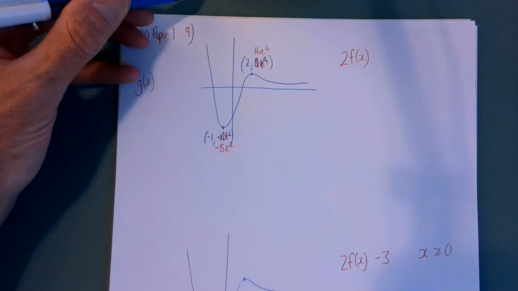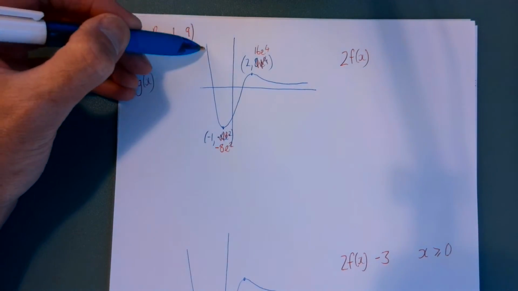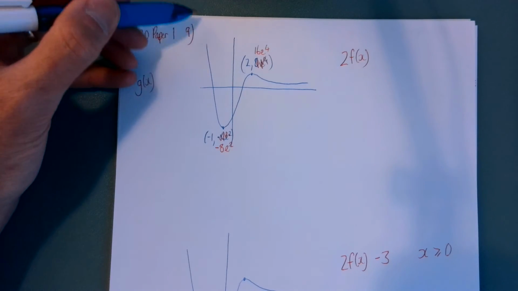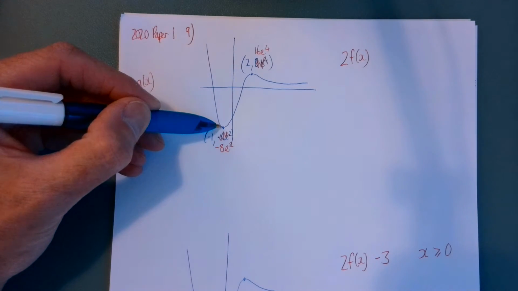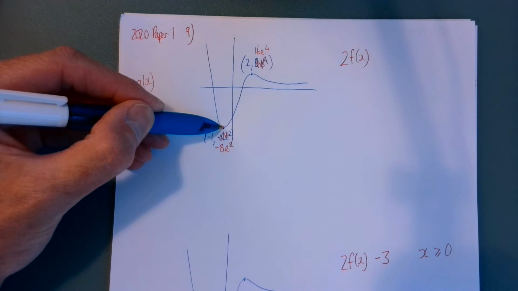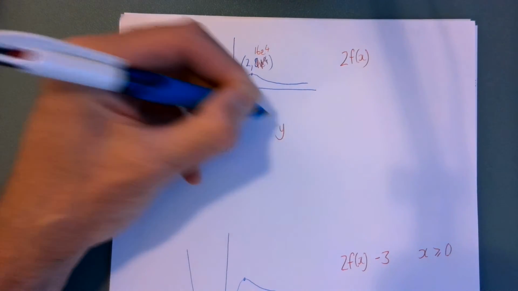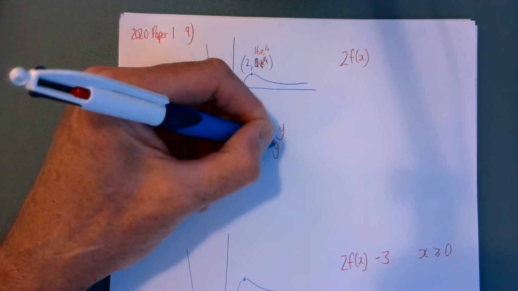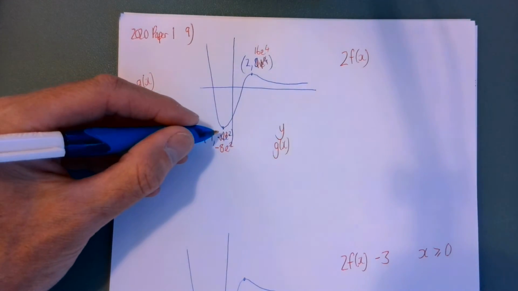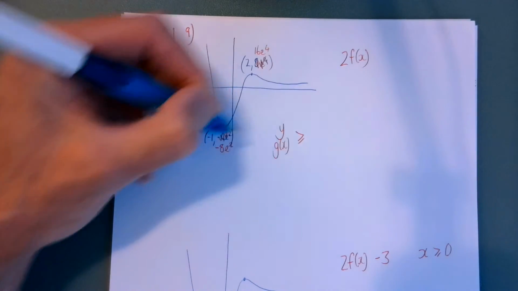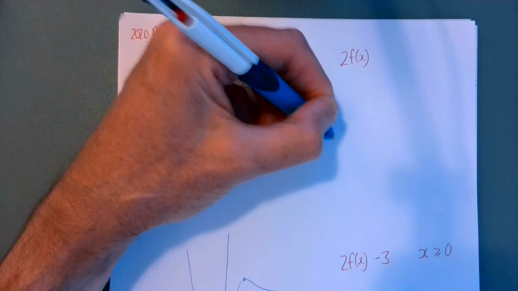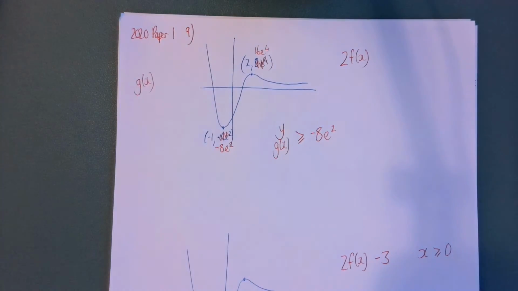Now we're asked about the range of this function, which is what y values we get. Well, the graph disappears off to infinity here, so we know there's no upper limit on the y values, but this is the lower limit. This function will never be lower than that. So the range, which can be described as y, or in this case g of x, is always going to be greater than or equal to that value there. So that's g of x.